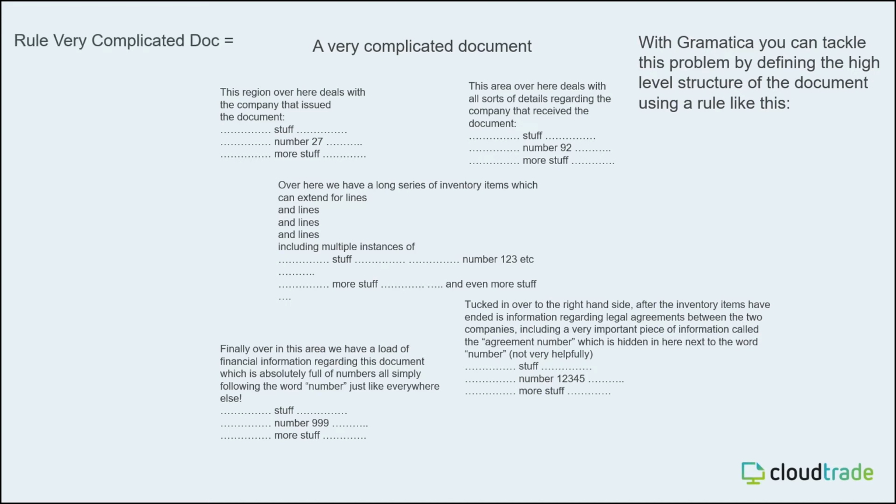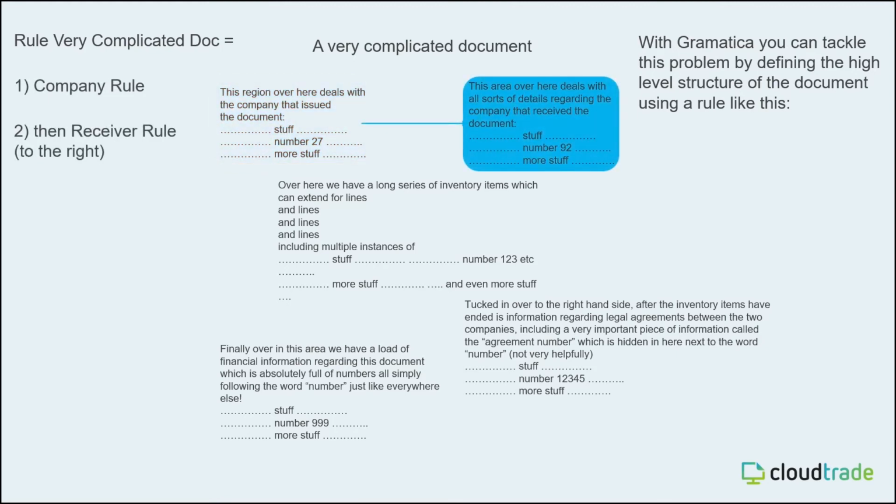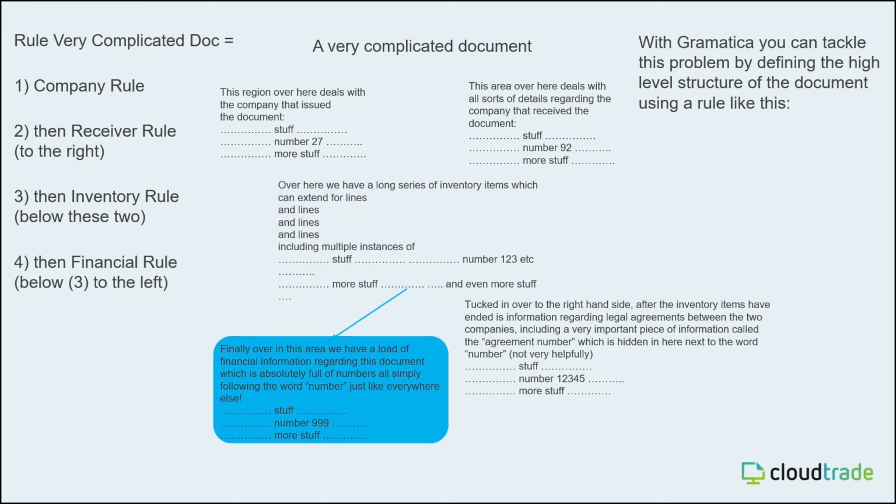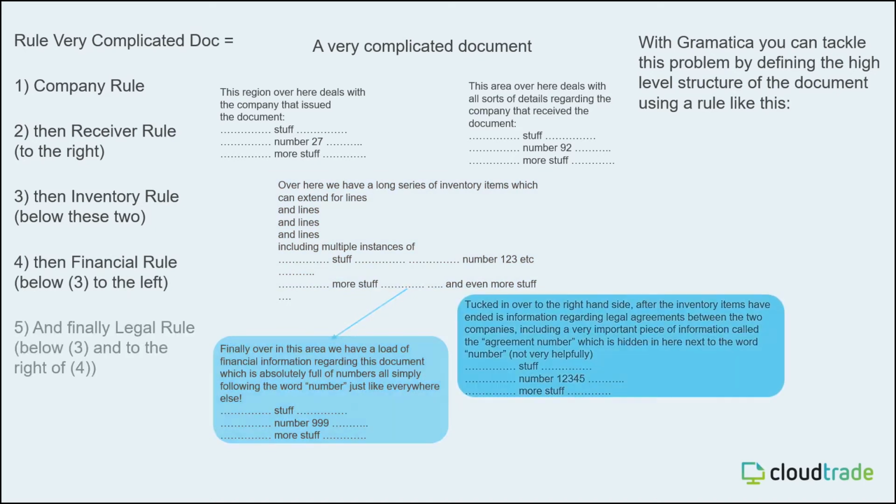The high-level rule, let's say a very complicated doc rule, says you have a company on the left and then a receiver over to the right, and then below that there's an inventory rule, and then below to the left we have the financial rule, and then finally there's this legal rule, which is below number 3 and to the right of number 4.